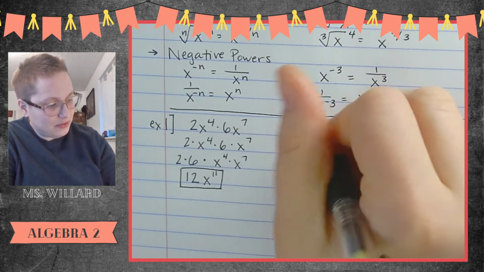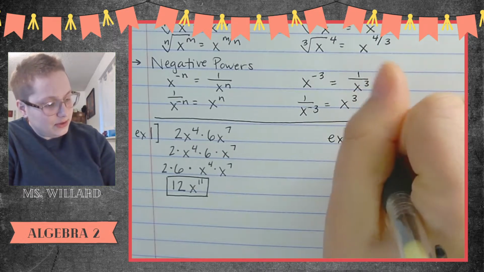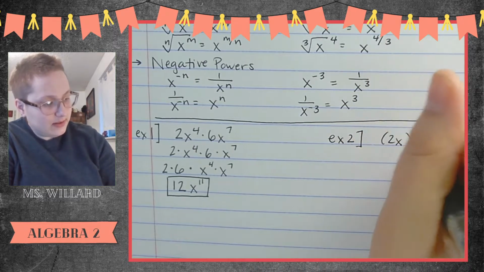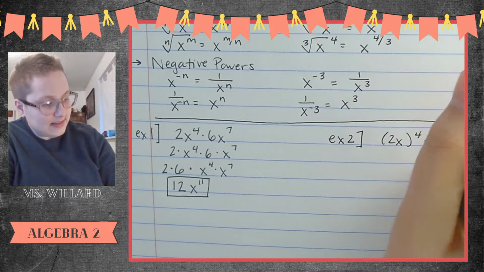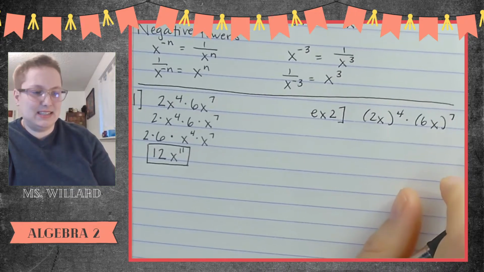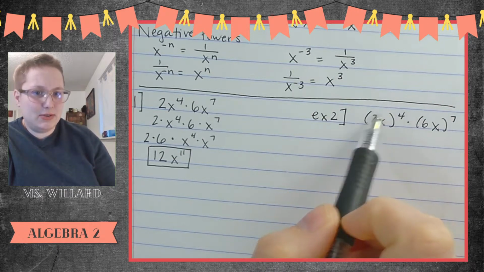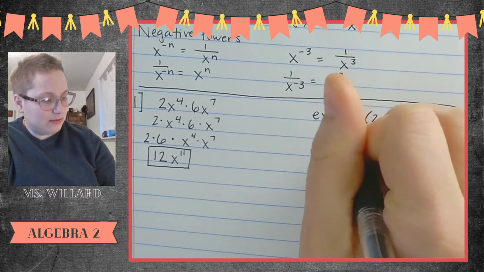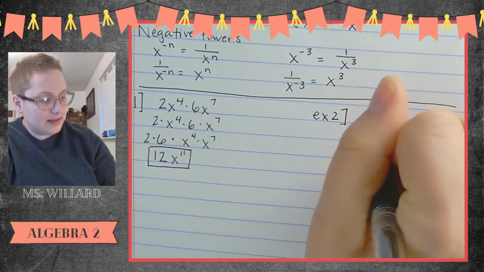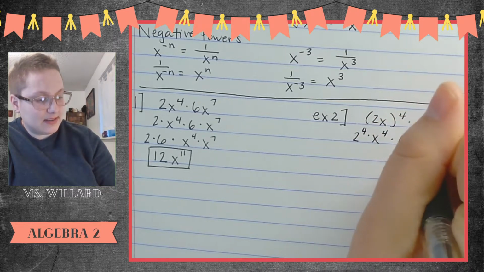So let me actually show you why. So let's do example 2. So let's do 2x to the 4th times 6x to the 7th. It's going to be gross. It's fine. It'll be fine. We've got this. Okay, so if I'm going to do both of these things to the power of 4. So it'll be 2 to the 4th times x to the 4th times 6 to the 7th times x to the 7th.